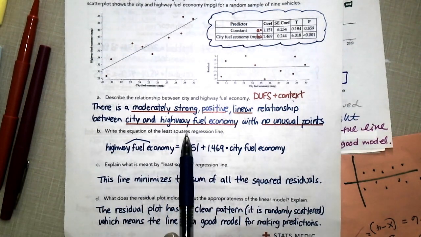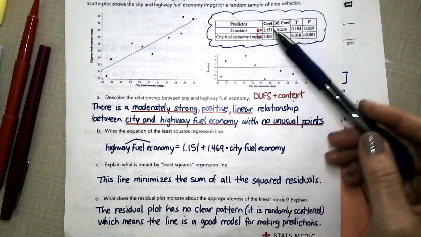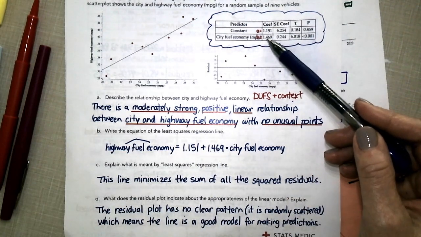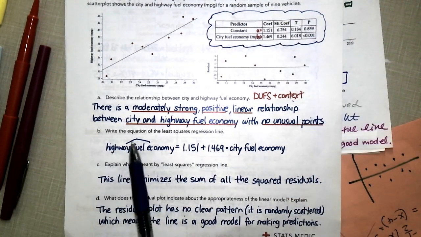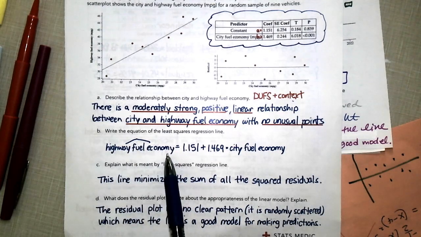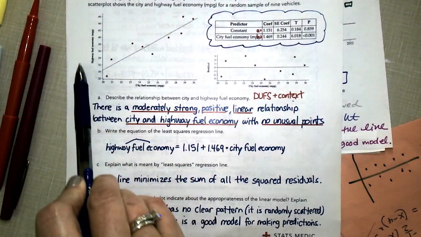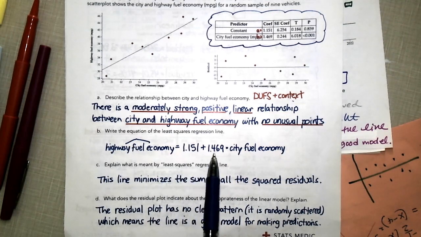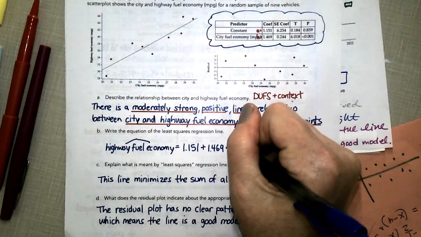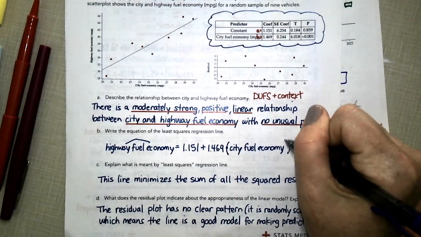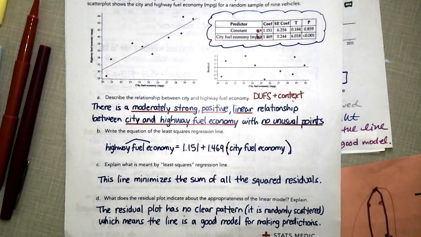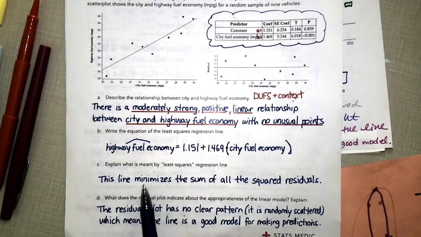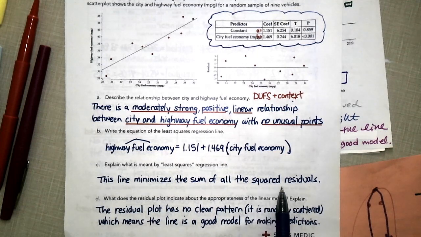All right, the equation of the least squares regression line, it's as easy as it is. You're just plug and chug. But make sure you put predicted highway fuel economy. So it's always going to be your response variable, prediction, intercept plus slope. I like this in parentheses. I don't love it when it's times the fuel economy. So the least squares regression line, this line minimizes the sum of all the squared residuals.